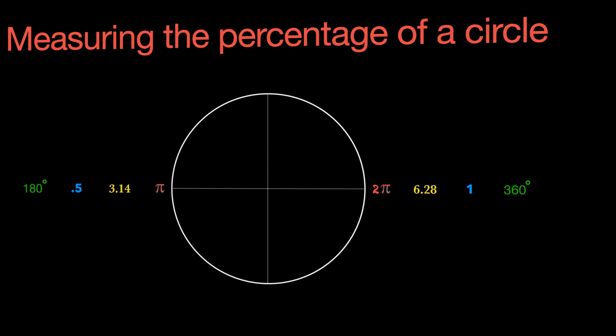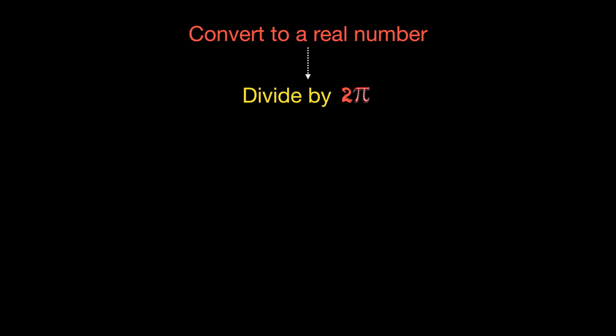So we're going to learn how to do this in a 4-step process. That's right, just 4 steps. Let's go ahead and see what these steps are. The first step is that we're going to convert to a real number. So take the radian and convert it to a real number. Then, once you have that real number, you're going to divide by 2 pi. We divide by 2 pi because that is what a whole circle is in radians. So by doing that, it gives us the percentage of the circle.